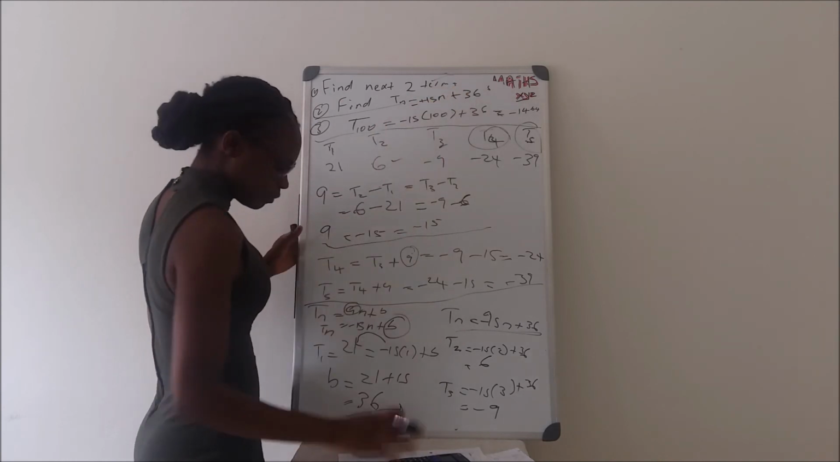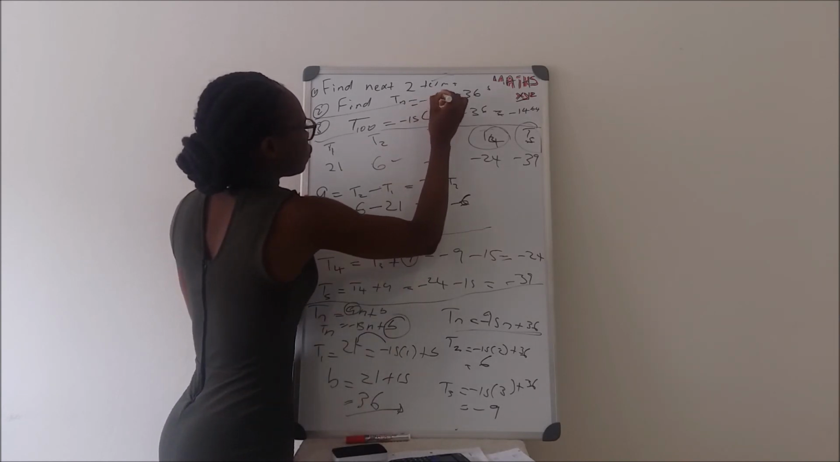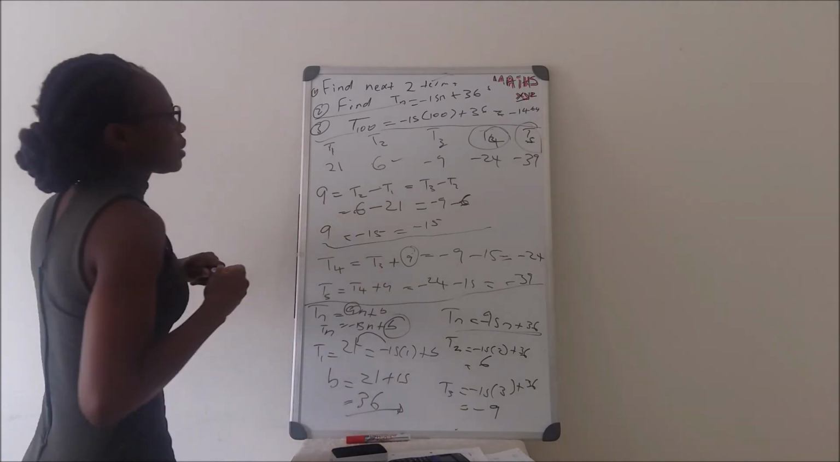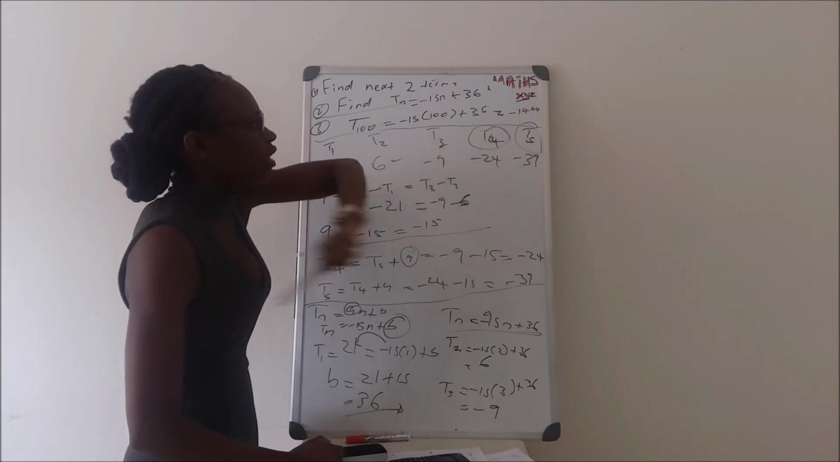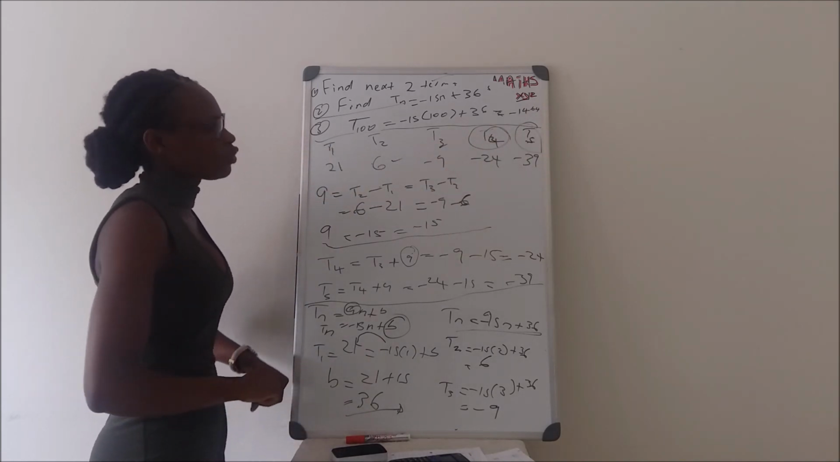So in that expression, we just substituted this n by 100: negative 15 times 100 plus 36 is equal to negative 1464.